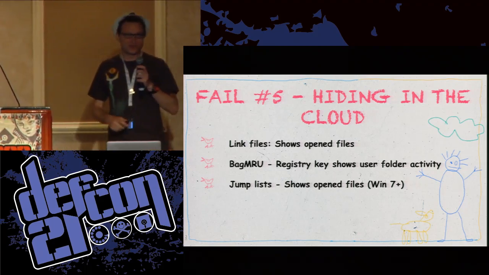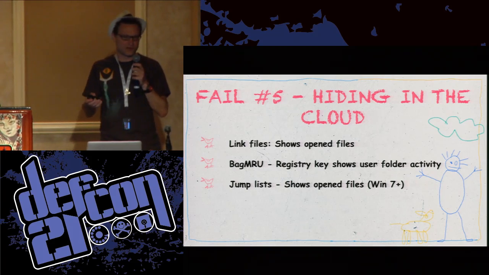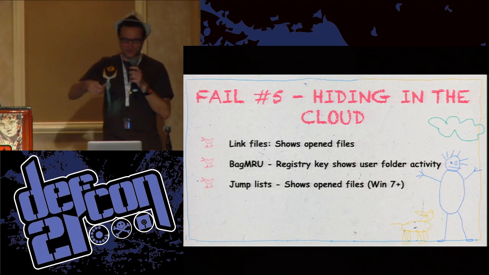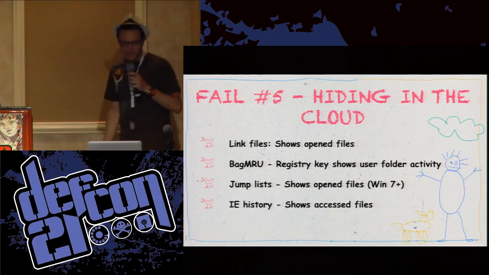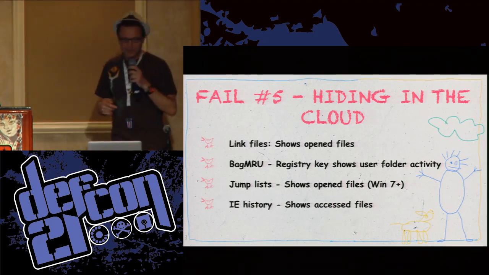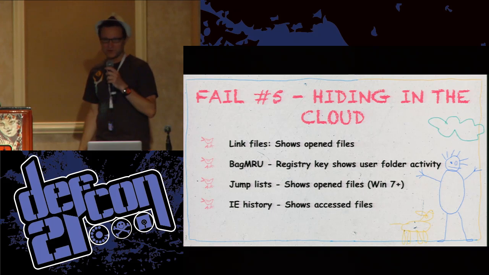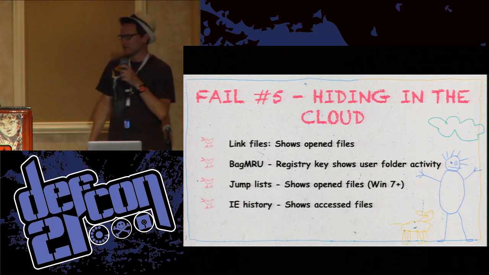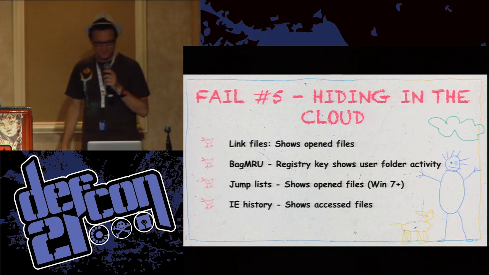Anyway, so jump lists are the thing on your taskbar. If you've got like 5 Word documents open and you click on it, you see the 5, those are jump lists basically. And IE history, Internet Explorer. Internet Explorer is so much more than just exploring the internet. It actually records things that you do without your knowledge, like opening files.